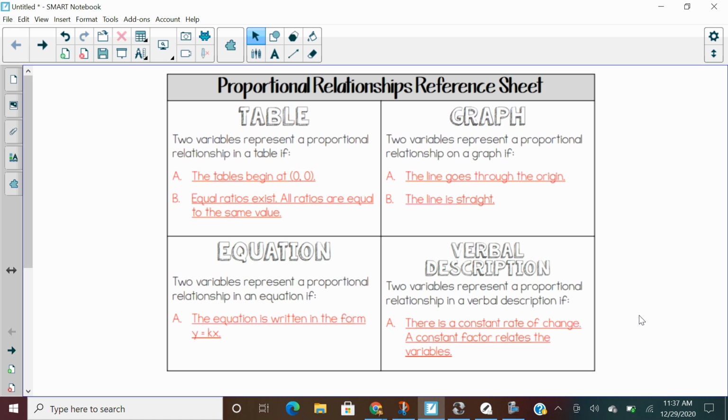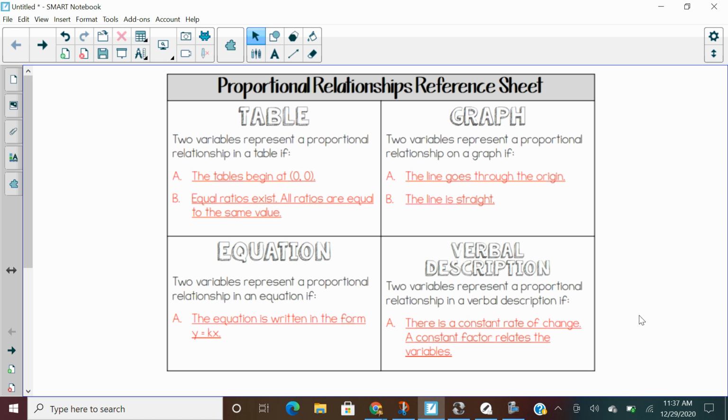But if it said something like, in order to get into the amusement park, you have to pay $5 to get in, and then each ride is an additional $2, that's not proportional. Even though there's a constant rate of $2 every ride, you still have to pay that initial amount, so it doesn't start at 0.